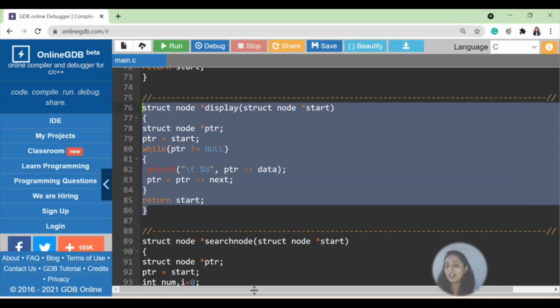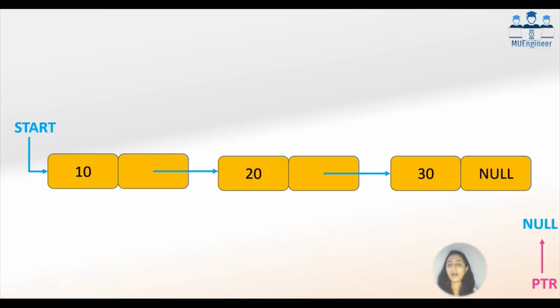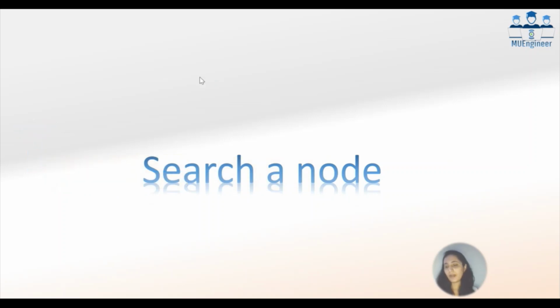So with this I am done with the display, and this is a very small and very easy function, displaying a linked list. So I hope you have understood over here. Okay, and here the condition is false and we come out of the loop. So this is all about the display function.